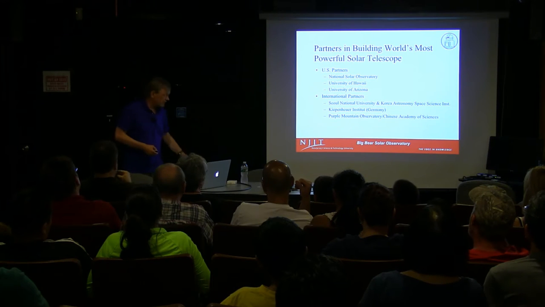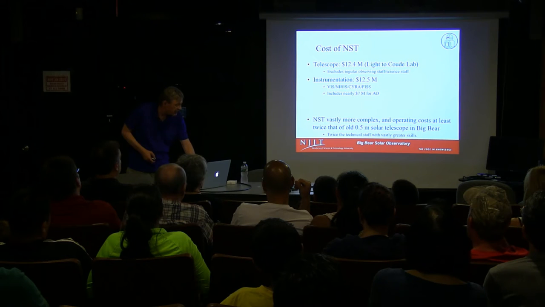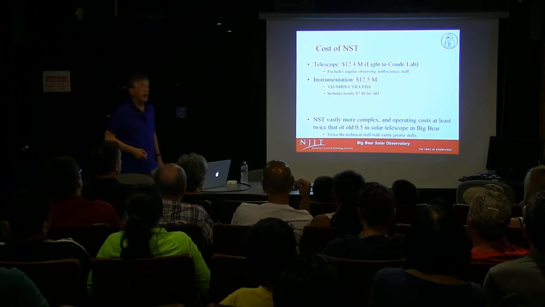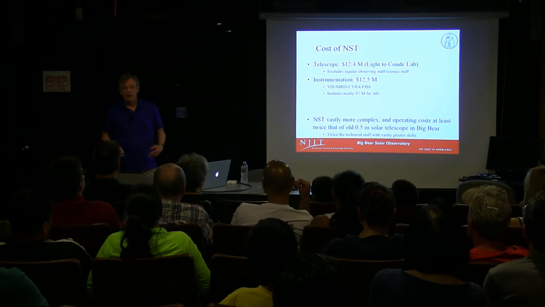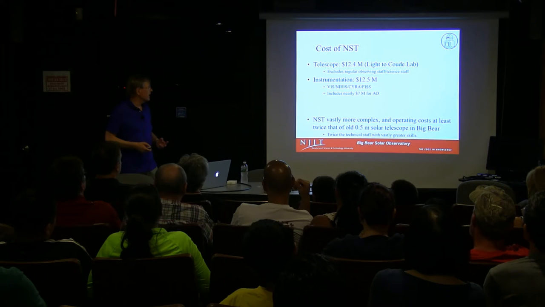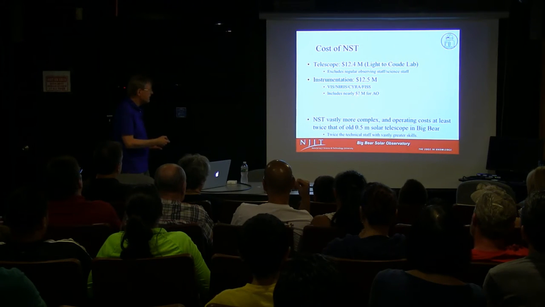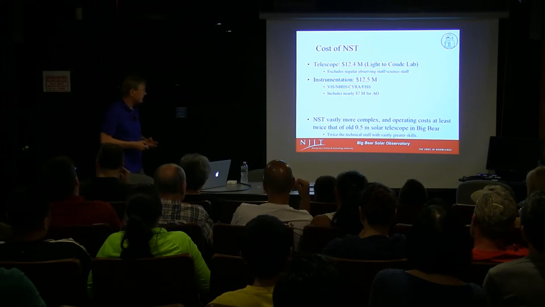You can't do things yourself. You have to have partners, domestic partners, international partners. How much does it cost? You have to raise the money. For the telescope itself, for the hardware for the telescope, we raised $12.5 million. And then for the instrumentation, another $12.5 million. But more than half of that is for the adaptive optics.